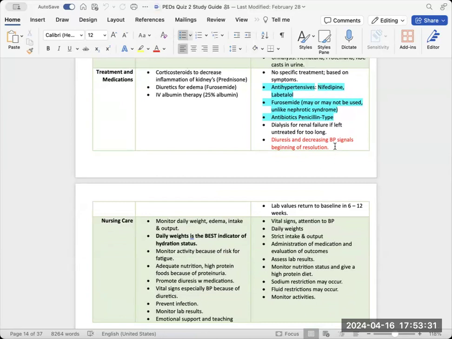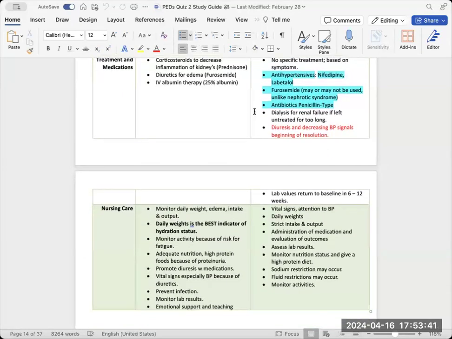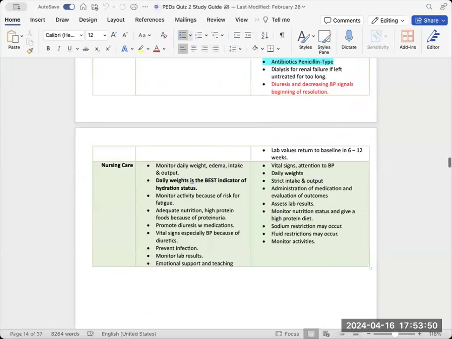Potentially, if this acute renal failure happens and it's not treated immediately, they can go into chronic renal failure, and they can go into dialysis. Not good. Diuresis and decreasing blood pressure signals the beginning of resolution, or that this patient's getting better. Know that. And lab values should return to baseline in 6 to 12 weeks.